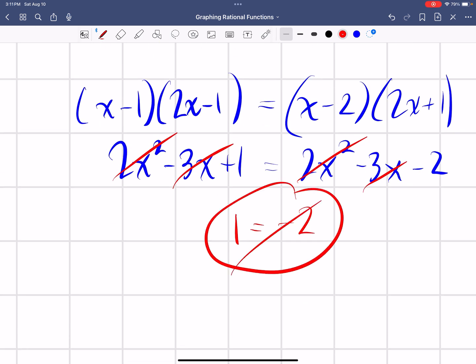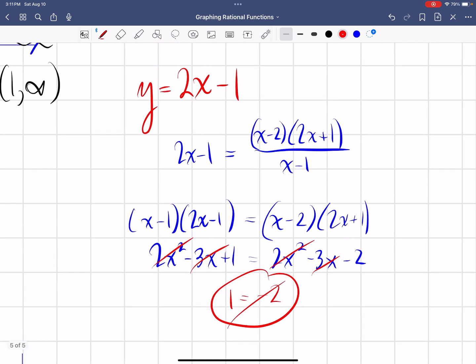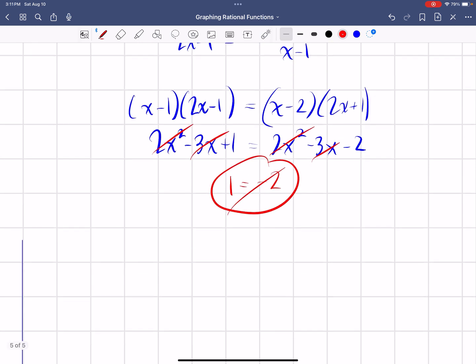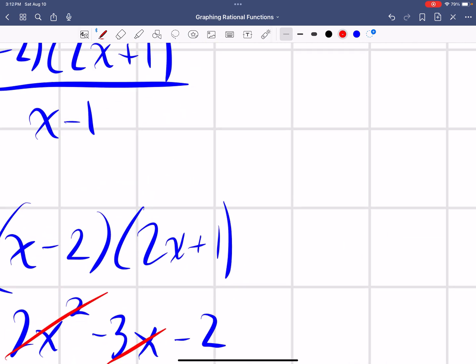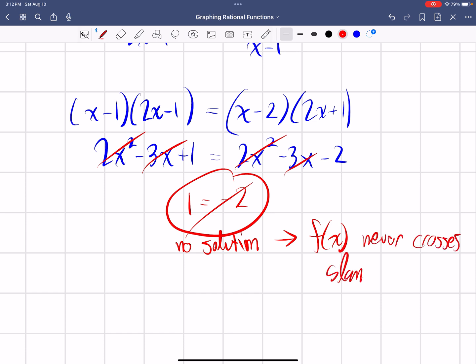You'll notice these cancel and these cancel, so we just get 1 equals negative 2, which is not true. Because we got no solution for this equation, remember what we were looking for. We were trying to see whether the function ever crosses the slant asymptote. To check, we set them equal, but because we got no solution, the function will never cross the slant asymptote. So let's make a note of that: no solution, which means that the function never crosses the slant asymptote.